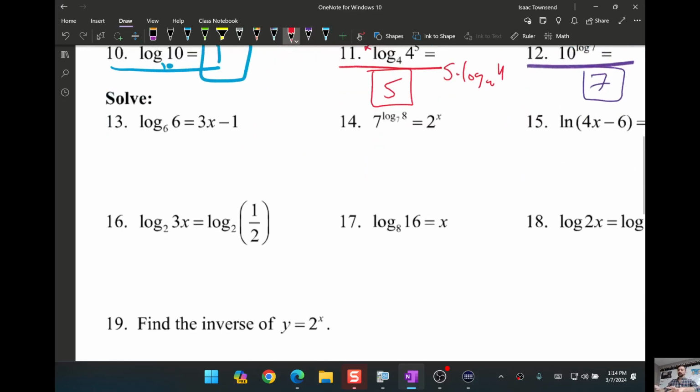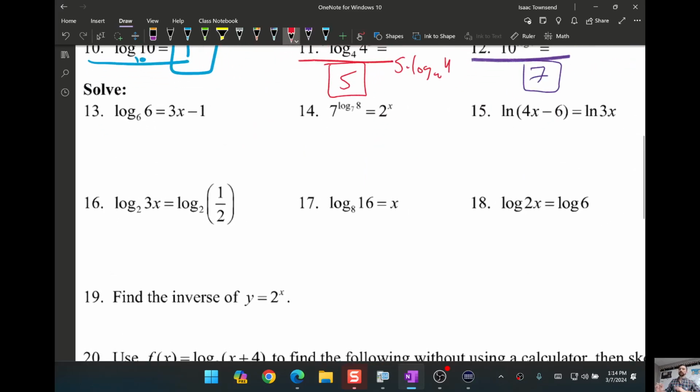Okay, the next section, let's look at solving equations. And again, these will be really basic in this one. There's only one of them that requires a little bit more thought, and that's number 17. But number 13, I can simply just simplify this like we did above. What is log base 6 of 6? Okay, and if you know that, you're just left with an algebra 1 equation. Okay, same idea on number 14. 7 to the log base 7 of 8 would be 8.